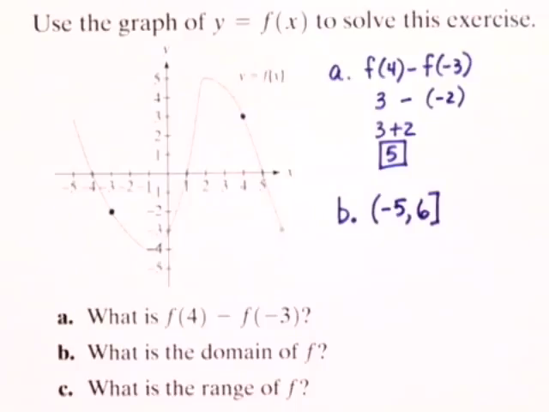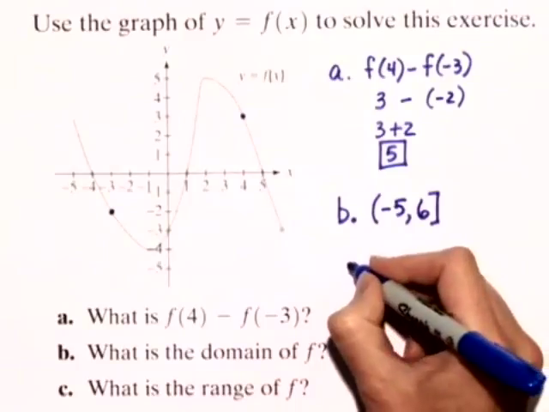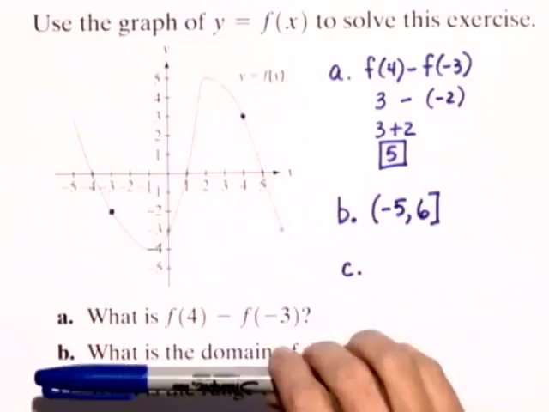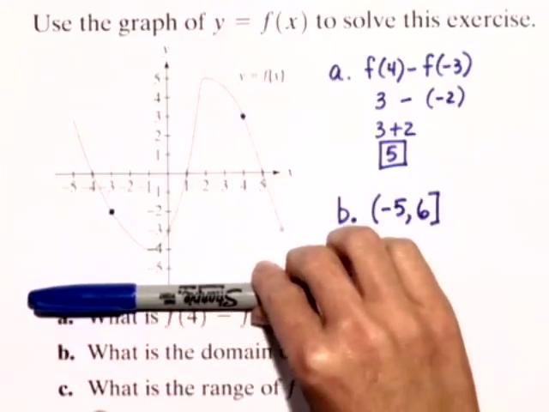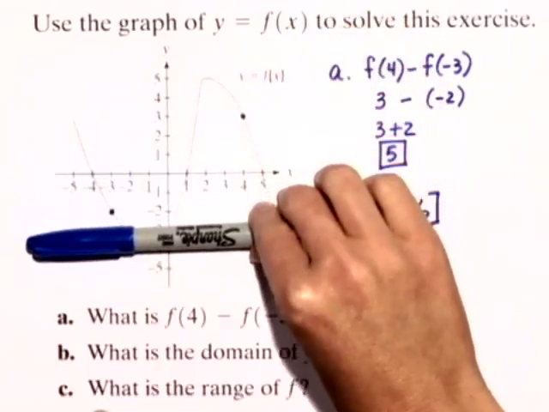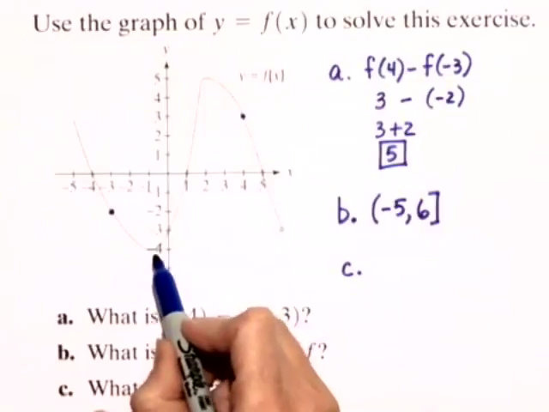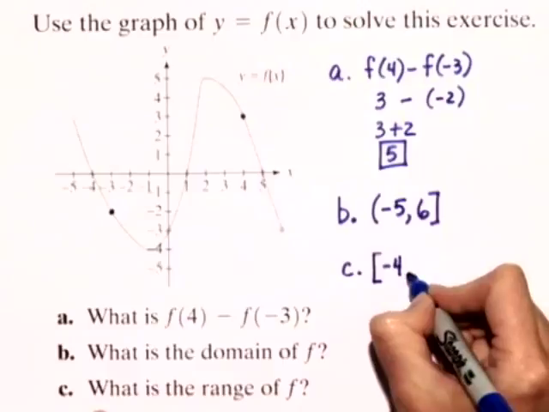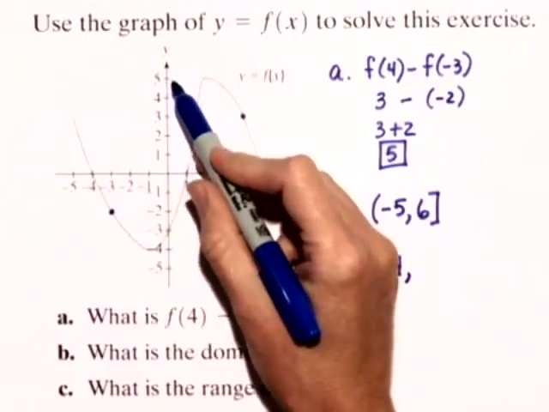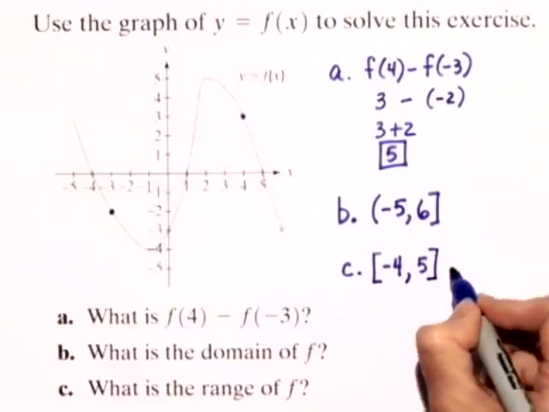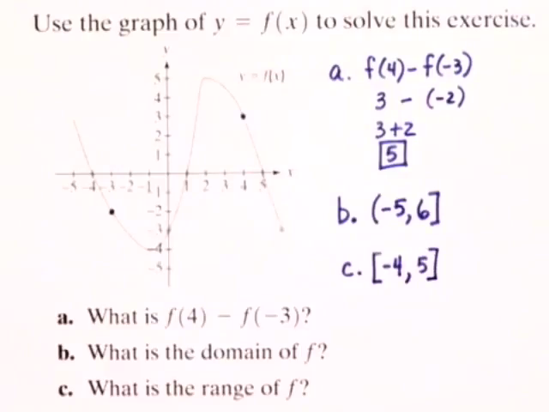Now in part C, what is the range of f? The range are the y values. We can find the range by taking a horizontal line starting at the bottom of the graph and going up and see what values are covered in terms of y. Well, the lowest y value we can see is negative 4. It includes that point, so we'll use a bracket. And the highest y value that we can see is positive 5, and it also includes that value, so again we use a bracket. Let's move on to part D.